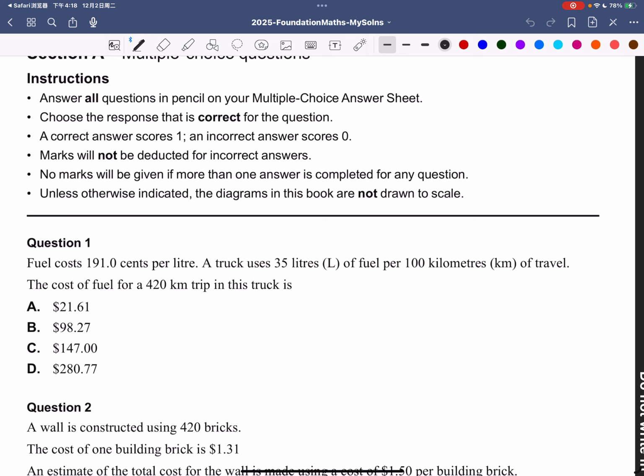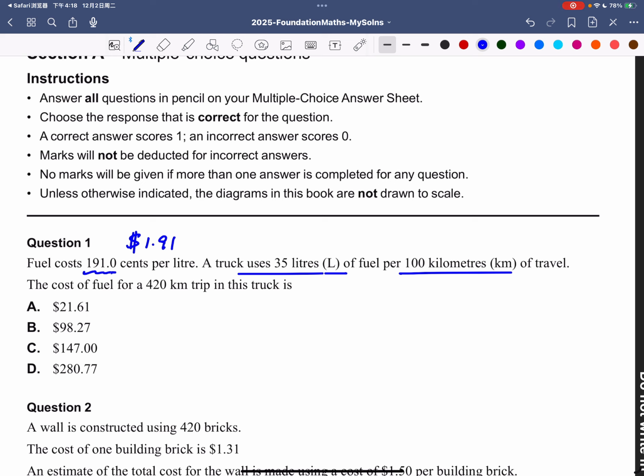Question 1. Fuel cost, 191 cents per liter, that is $1.91 per liter. A truck uses 35 liters of fuel per 100 kilometers of travel. The cost of fuel for a 420 kilometer trip in this truck.